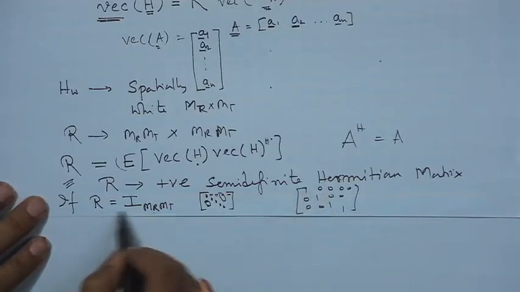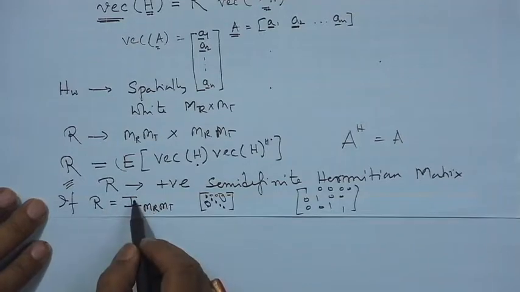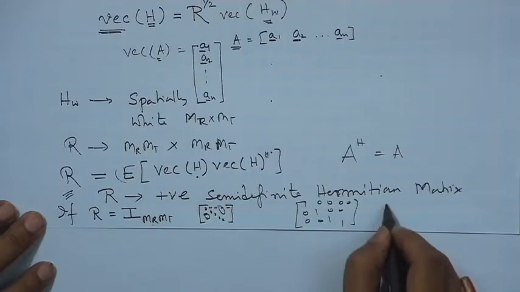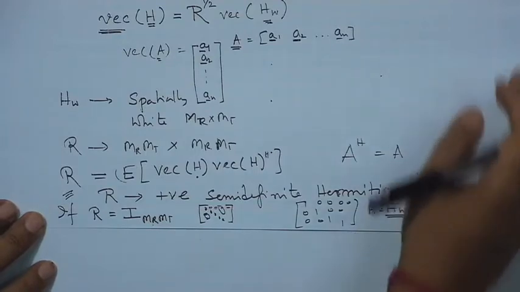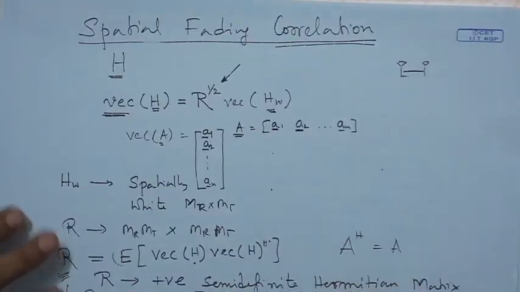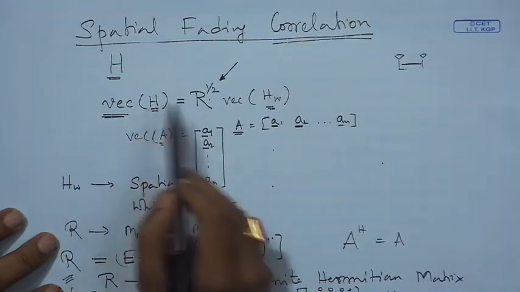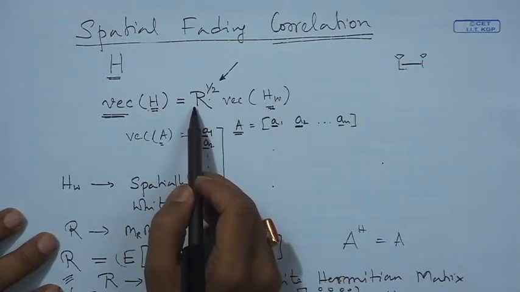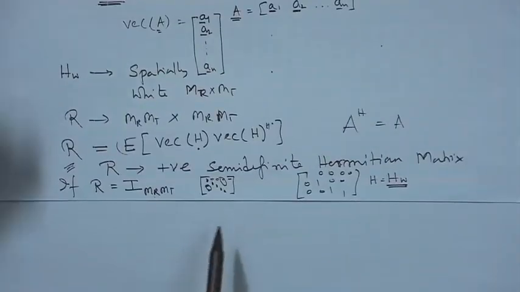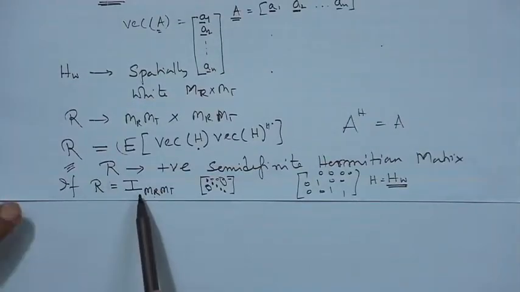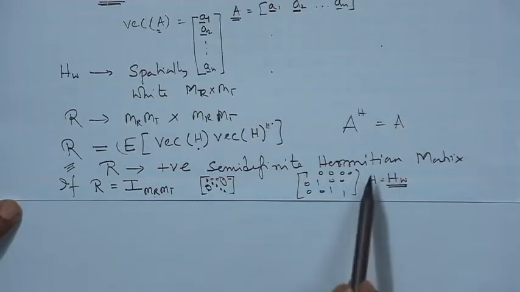If it is uncorrelated with any other element, naturally it means that what we have is H_W. Clearly, if this is an identity matrix, then H is equal to H_W, straightforward from this also. So, in other words, it is basically bidirectional that we are trying to explain. If you get R as identity, that would mean that you are dealing with a spatially white channel.